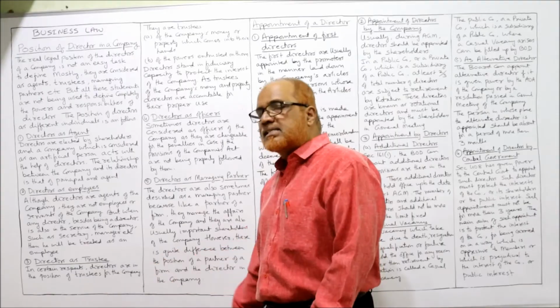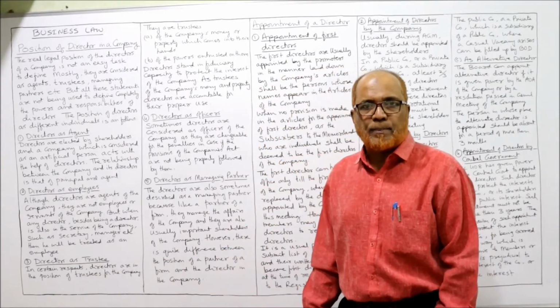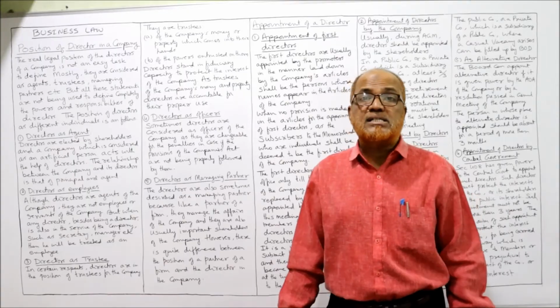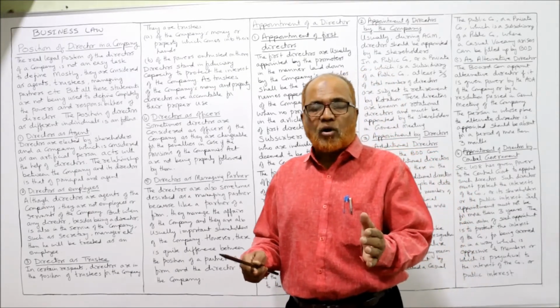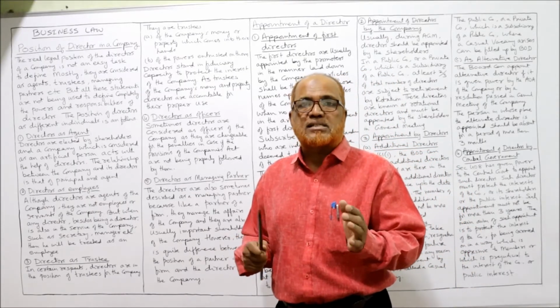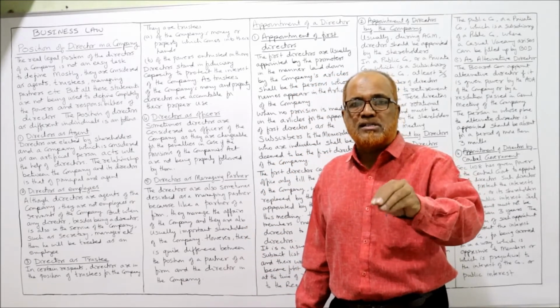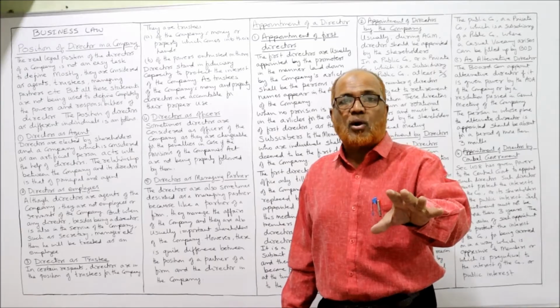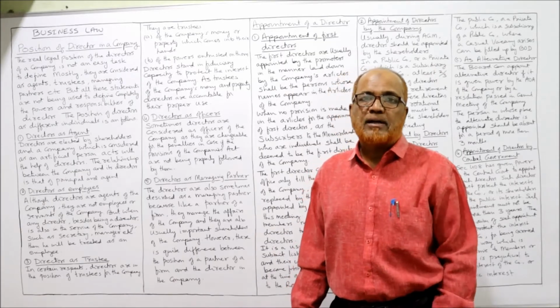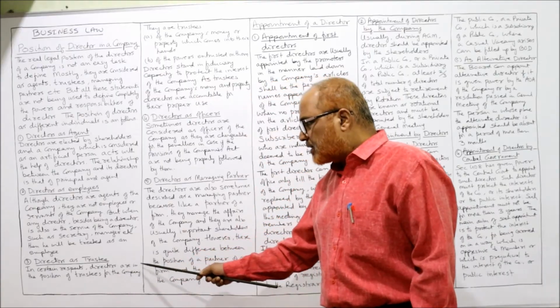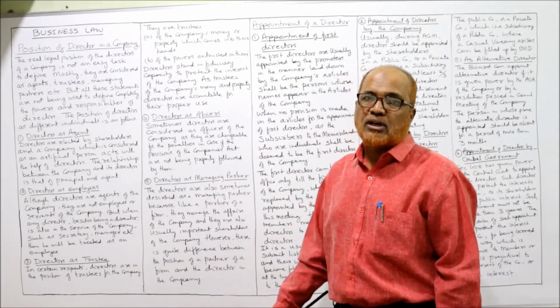Next one, directors as trustees. This is very important. The position occupied by a director is that of a trustee. That means they are occupying a position of trust. That means they are handed over some responsibility, some property, some money to take care of on behalf of the company. So in certain respects, directors are in the position of a trustee for the company.